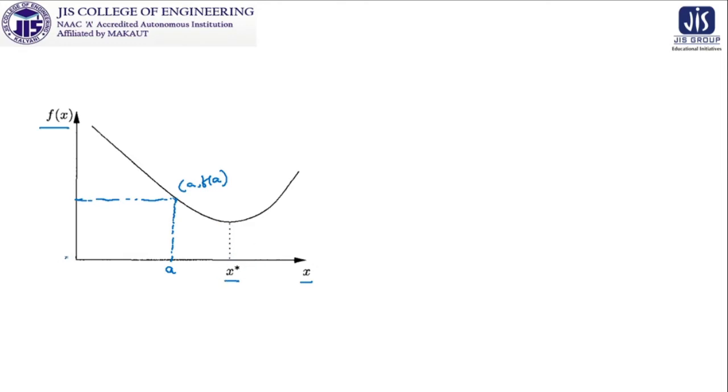Now this is the pictorial representation of a function of a single variable. What is the variable over here? It is x. And what is the function? It is f. So f is a function of x, where x is the independent variable, and the number of independent variables in this example is 1. So it is a pictorial representation of a function of a single variable.